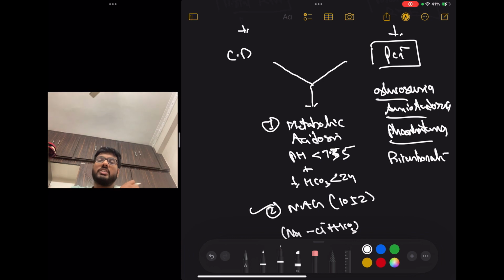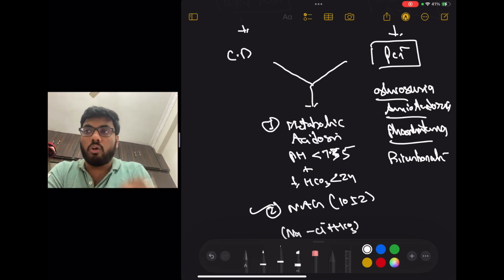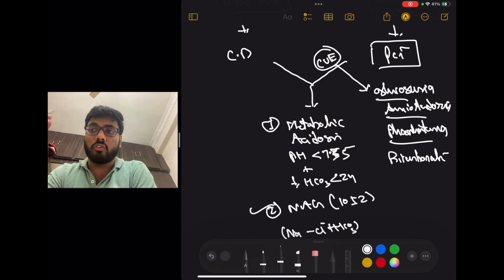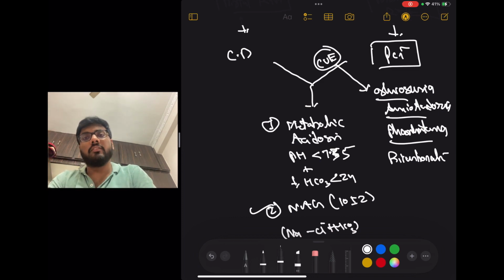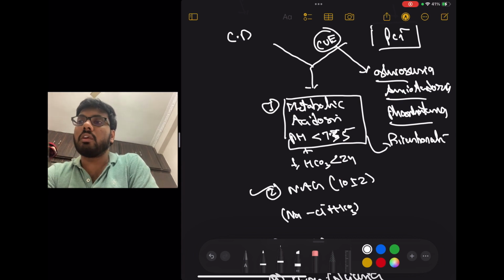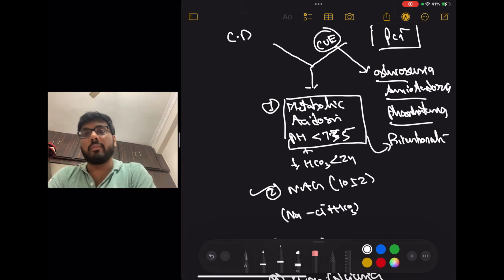Therefore, a simple test to differentiate between proximal versus distal RTA, that is type 2 versus type 1, is complete urine examination. If the patient has glucosuria, aminoaciduria, phosphaturia, bicarbonaturia, which RTA is it? Proximal RTA, that is type 2 RTA, right? So what is the reason for metabolic acidosis in type 2 RTA? It is because of loss of bicarbonate, that is bicarbonaturia.